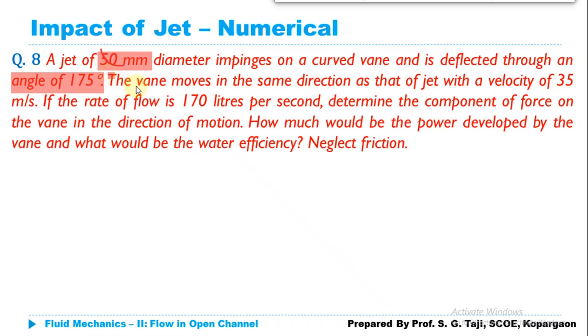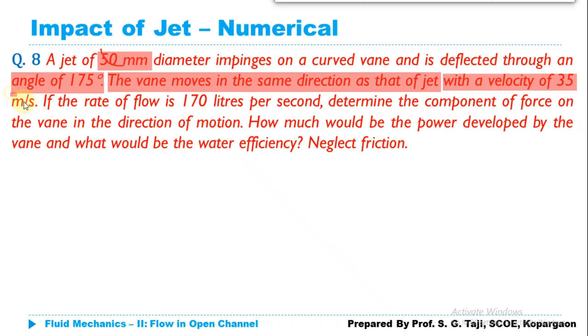The vane moves in the same direction as that of the jet. This is the most important statement. What does it mean? That if my vane is moving in the rightward direction, the jet is also moving in the rightward direction. So here the jet is coming horizontally and striking one of the tips of the curved vane. Now which velocity is given? The vane moves in the same direction as that of the jet, so the velocity of the vane is given as 35 meter per second. That is, u is given.